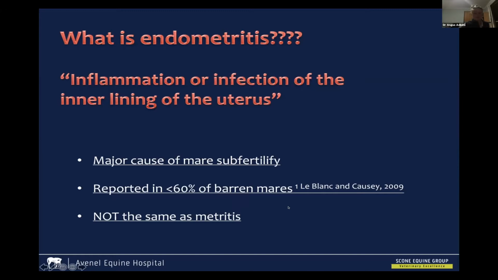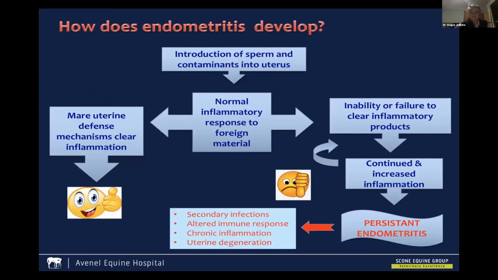It's important to differentiate from metritis. Metritis is a condition that we often see associated with retained fetal membranes. Endometritis doesn't have any external clinical signs of disease, so when you look at the mare, there's nothing untoward in physical examinations that you could detect, whereas metritis does cause ill health and is of serious overall medical concern. So how does endometritis start?